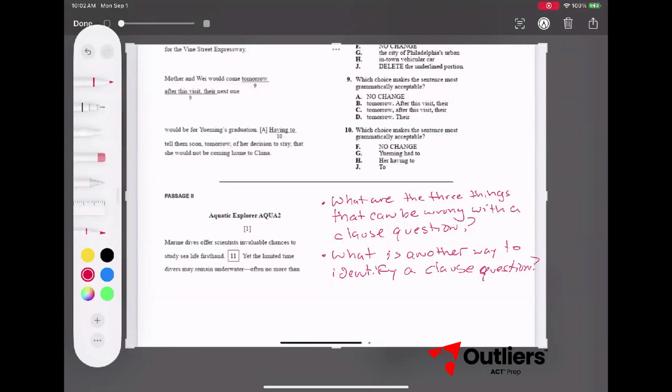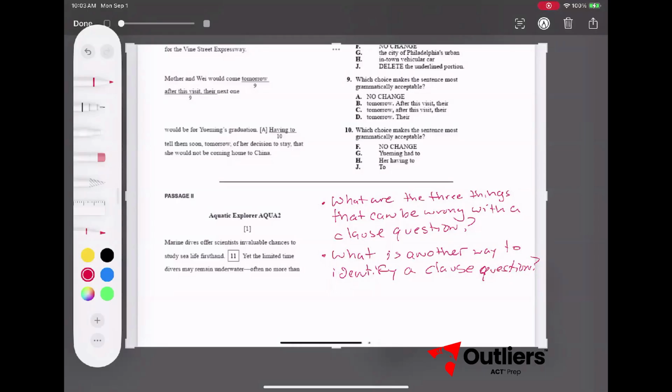What are the 3 things that can be wrong with a clause question? Punctuation in the middle of a clause, no independent clause in a sentence, clauses separated improperly. What is another way to identify a clause question? That is dependent clause markers changing from answer to answer.